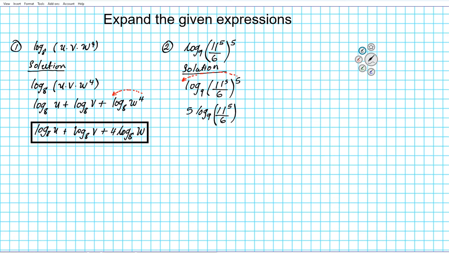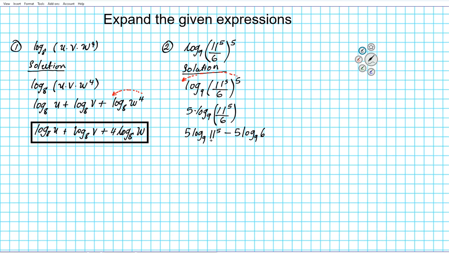Now we're going to shift our attention to the quotient operation. Division of numbers is equivalent to the log of the difference, right? So we're going to have 5 log base 9 of 11 to the 5th power, and this division becomes a minus. And don't forget, this 5 is being multiplied by the entire thing, so we distribute it across. So we have 5 log base 9 of 6.